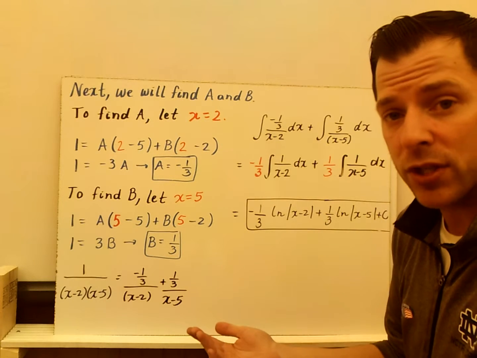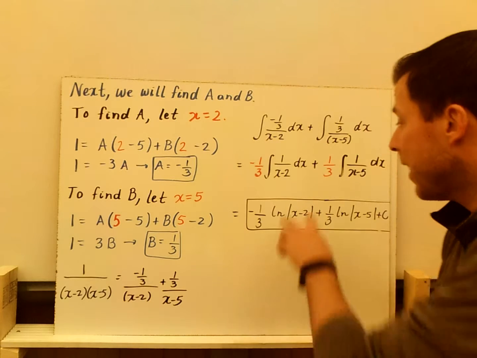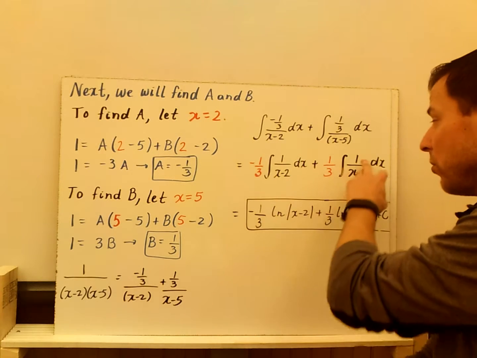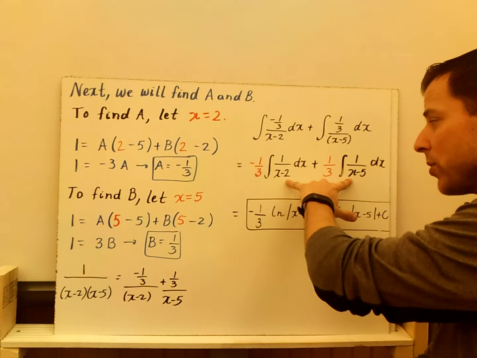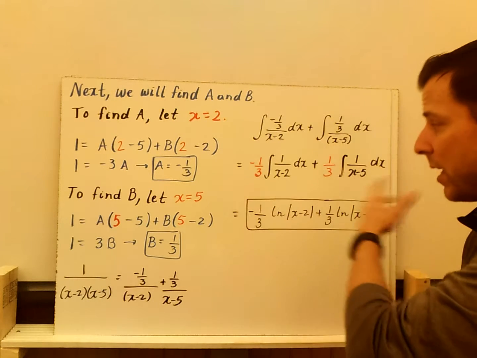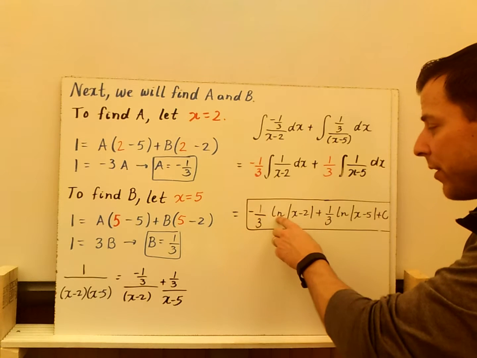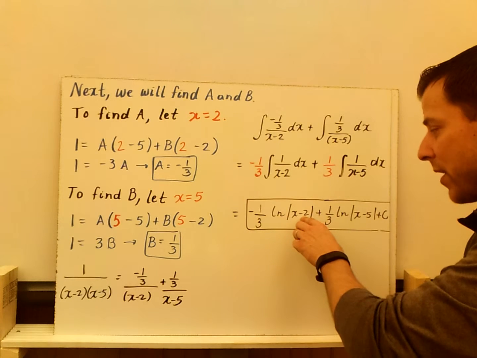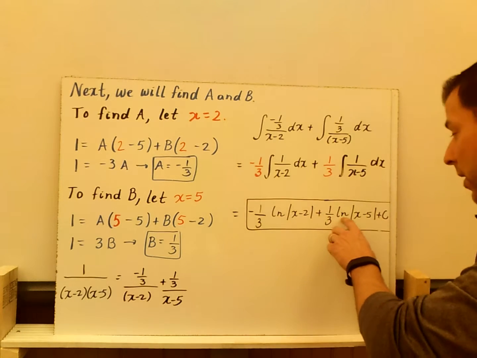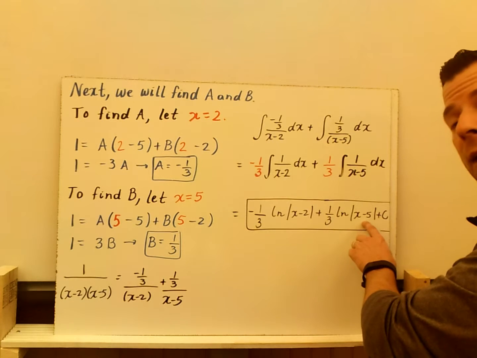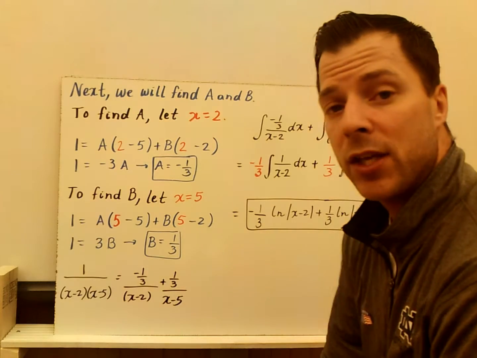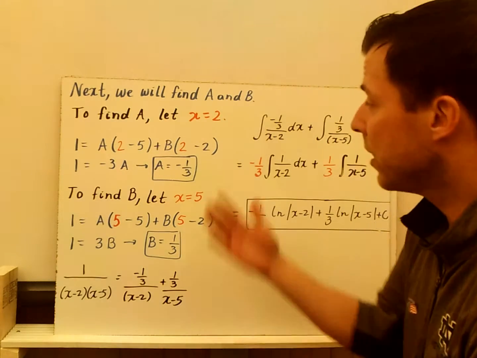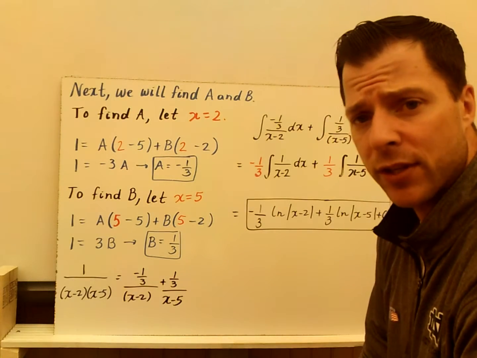Using u substitution, I can find out, and notice we'd have a 1 over u, 1 over u. So using u substitution, these integrals become natural logs. So when I integrate this finally, I get negative 1/3 times the natural log of the absolute value of x minus 2 plus 1/3 natural log of the absolute value of x minus 5 plus c. And that is how we use the method of partial fractions to integrate a particular integrand.